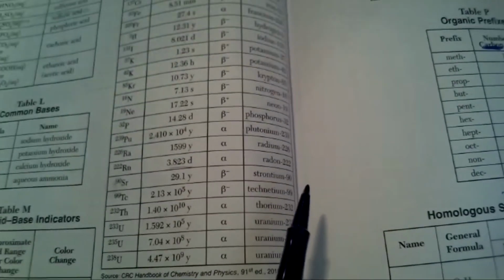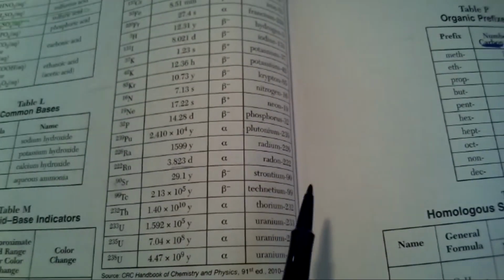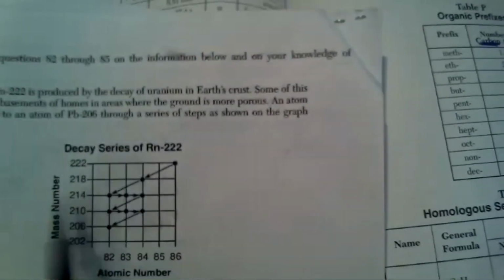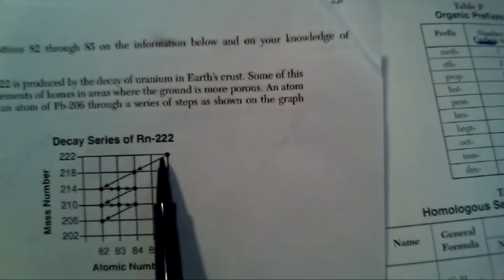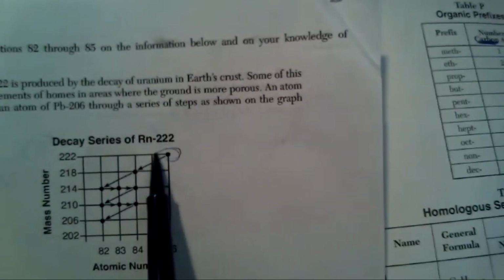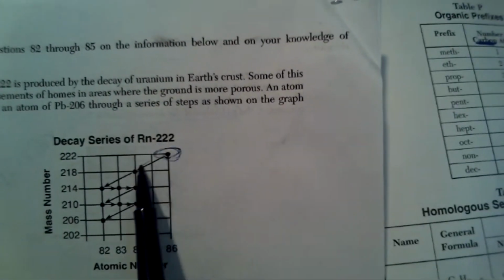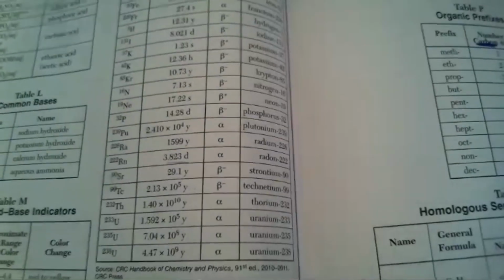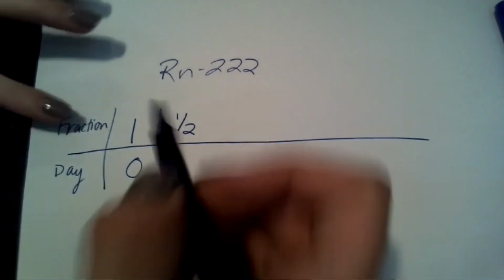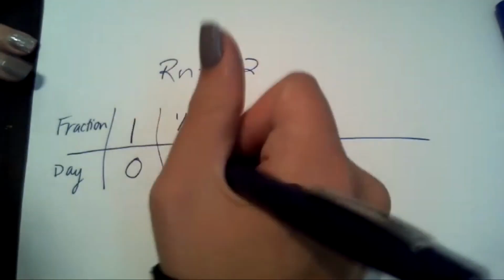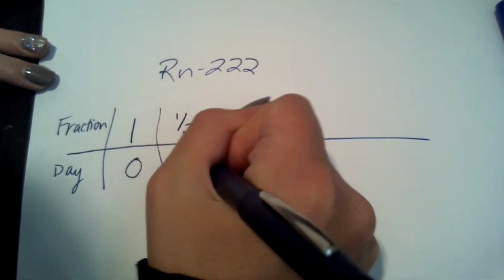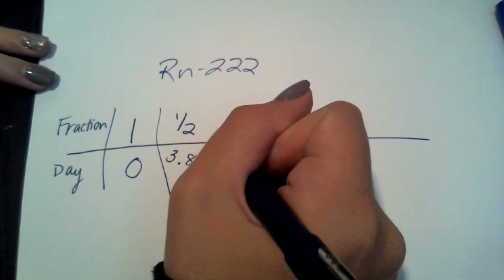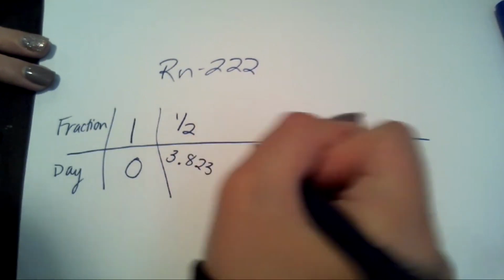It transmutates. It's going to go through this whole back and forth process and turn into different things. But after 3.8 days, half of this has turned into this. Good? Okay. So this is, what is it exactly? 3.82, where'd it go? 823 days.